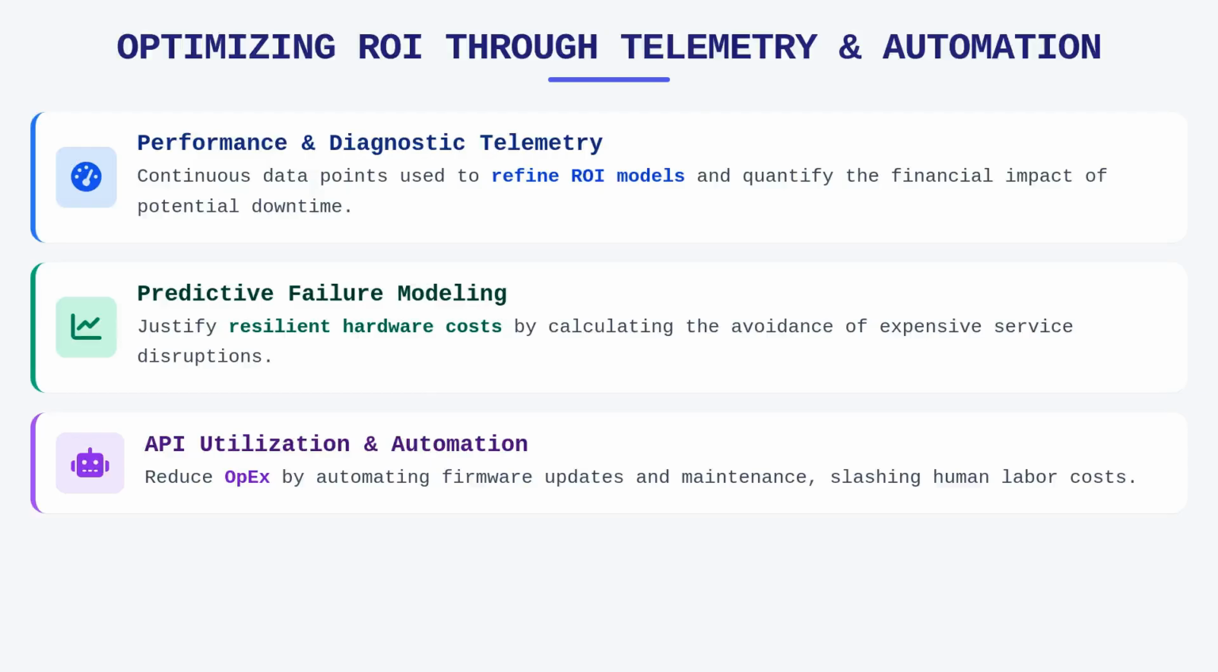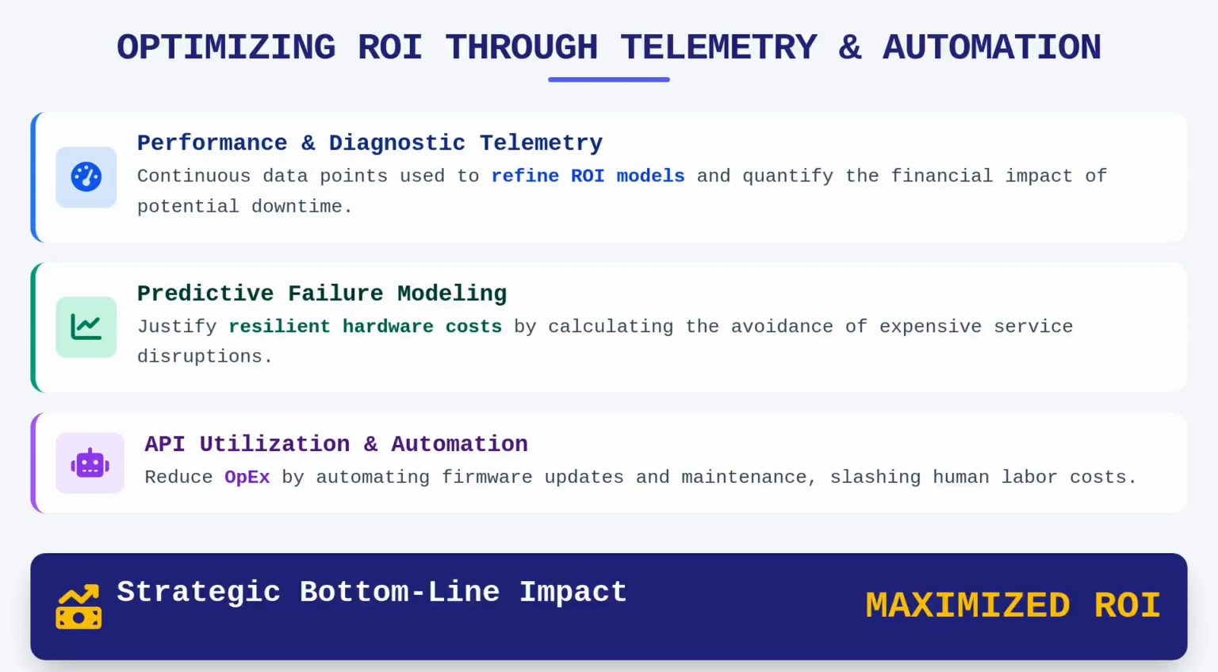By automating routine maintenance and firmware updates, you reduce the human labor required to maintain the system, which directly improves the bottom line ROI when comparing managed cloud tiers against internal administrative costs.